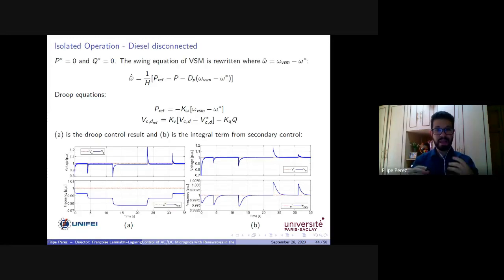Last, we have the isolated operation, which means that the diesel generator of the grid is disconnected, so only the power converter is providing power to the load of the grid. And here we can adapt the swing equation of the system by considering the frequency of the virtual synchronous machine and the frequency reference. So this is now the frequency of the grid. By using the droop control, the simulations show small steady state errors for the voltage and for frequency. And then we can insert integral terms from a secondary control where we eliminate the steady state errors, where we have a good behavior of voltage and frequency.